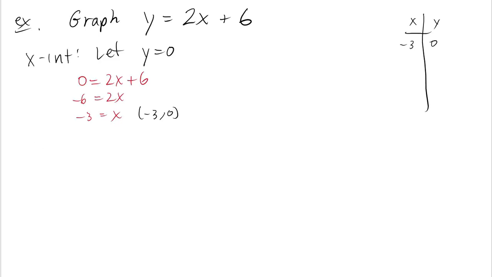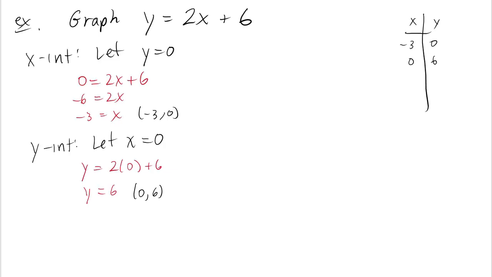Let's also find the y-intercept. A y-intercept is a point on the y-axis, and that means that the x value is 0. This will be even easier because we don't have to do any juggling of the symbols. y equals 2 times 0 plus 6. Of course, anything times 0 is 0, and anything plus 0 is itself, so this is just y equals 6. And again, we could write that as an ordered pair, x first, (0, 6). Or we could write this as an entry in our table, 0 and 6.